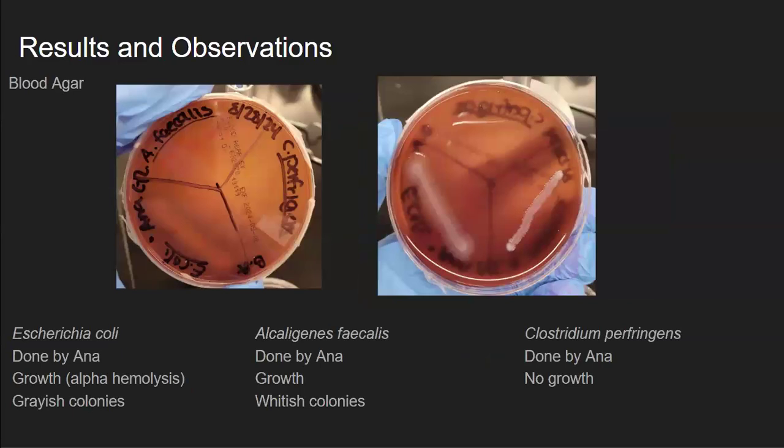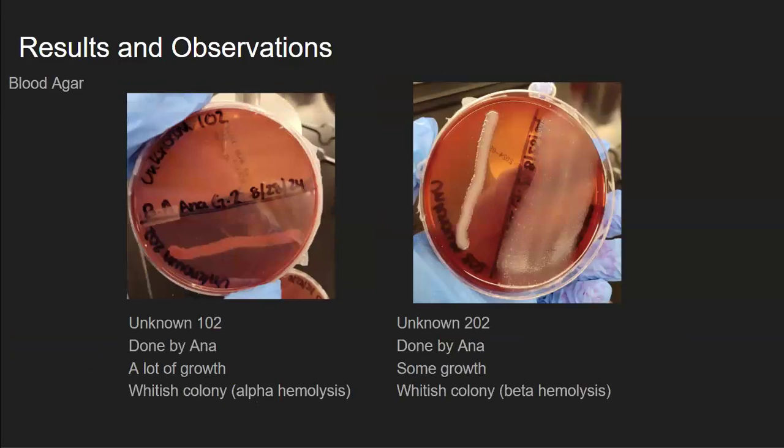For our second blood agar, which was aerobic, Escherichia coli experienced growth of alpha hemolysis with grayish colonies. Alcaligenes faecalis had growth of whitish colonies, and Clostridium perfringens had no growth. For our two unknowns, 102 had a lot of growth of a whitish colony, and 202 had some growth of a whitish colony. 102 was alpha hemolysis, 202 was beta.